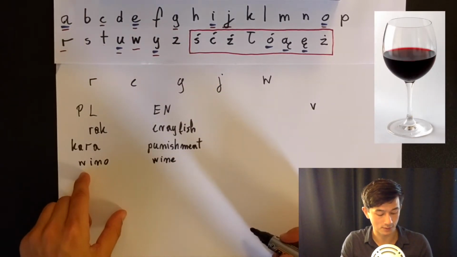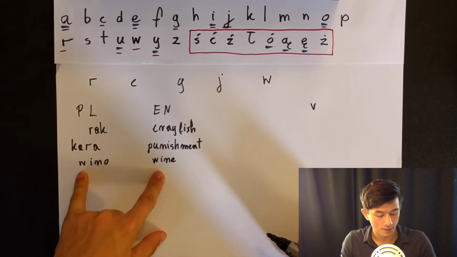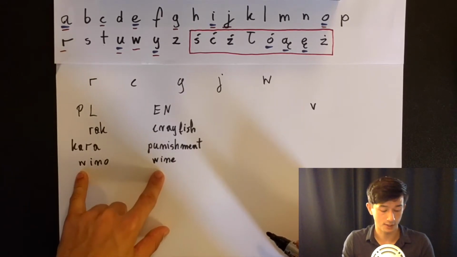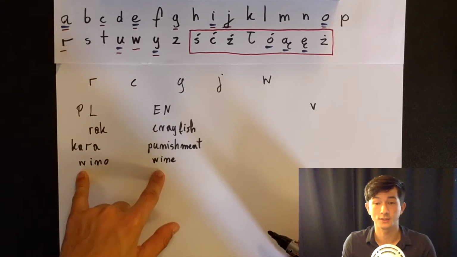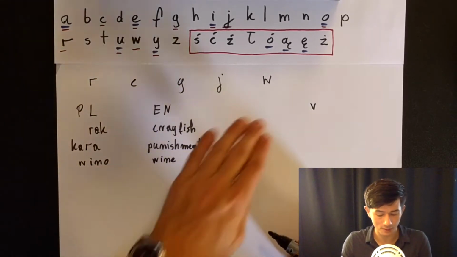And you can see the difference. It's pronounced as if it was V, okay? So it's wine. Another example. So we're done with this letter. This one is pretty easy.